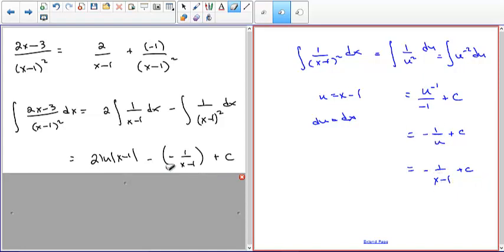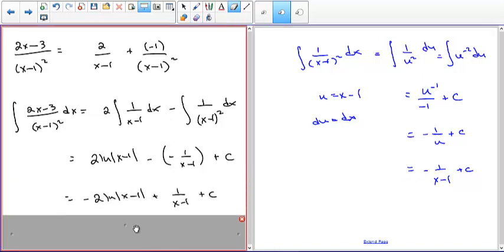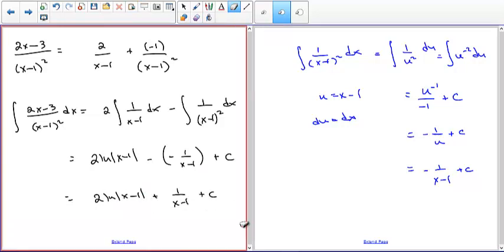So that comes over here. So we get a negative from here and a negative from there. Those cancel out. So it becomes positive. Fix that. And that's your answer. So when you have repeat linear factors, you'll have a natural log term and you'll have a reciprocal term.